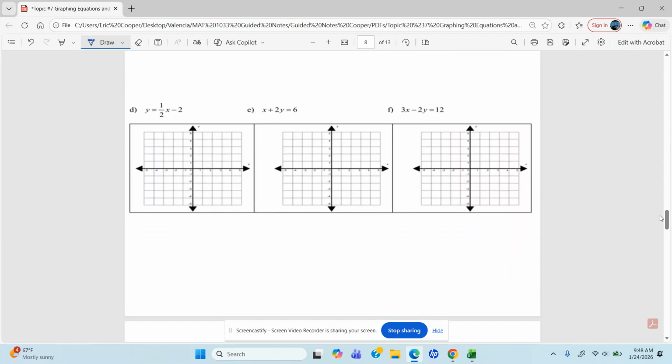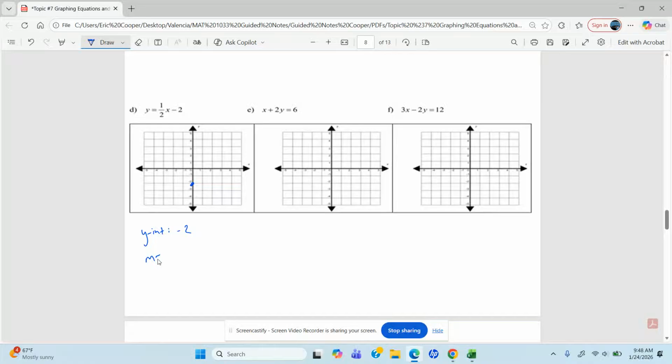Let's do a couple more. y equals half of x minus 2. Here, the y-intercept is negative 2. That means I'm going to start 2 down from the origin. 1, 2. So here is my first point.